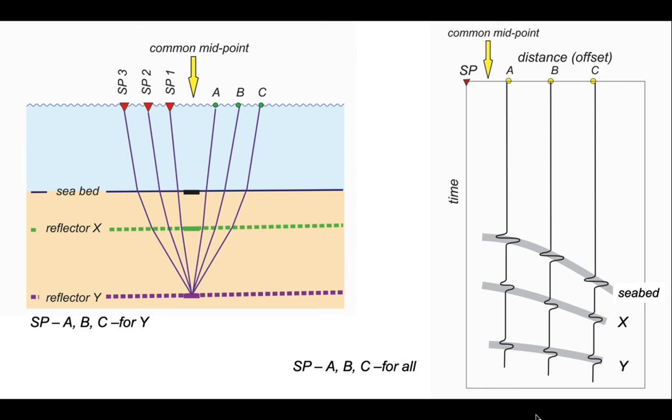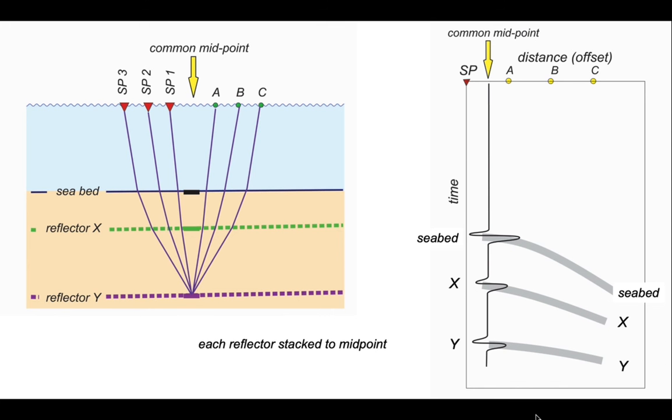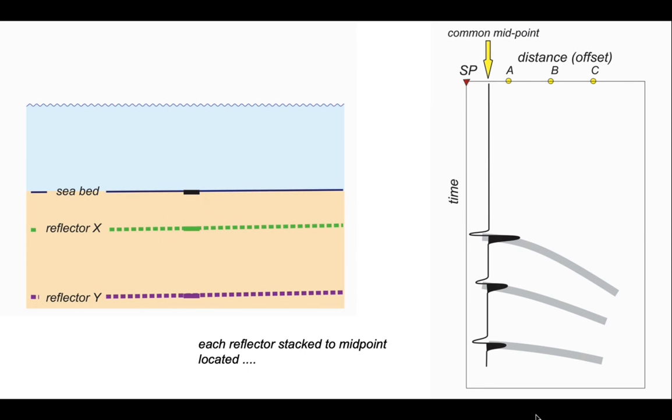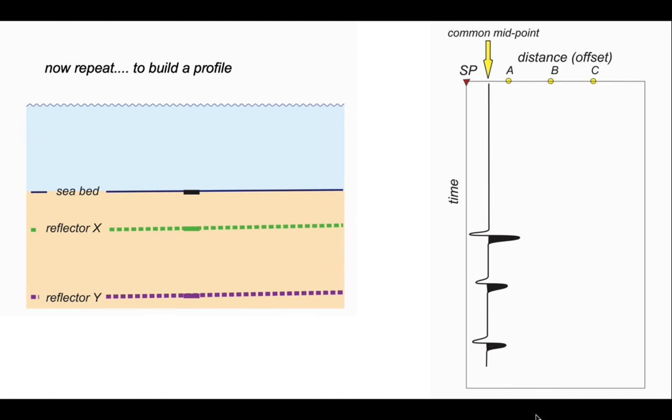So what we're going to do now is stack these 3 traces to enhance the signal. And these stack back to the midpoint, like this. So we've enhanced our waveform, we've enhanced our reflection from the seabed and from X and Y. Again, we can colour in the rightward kick on our waveform. So we've identified patches on reflectors, the seabed, X and Y. If we're building up a profile, we'll do this again and again and again and again.